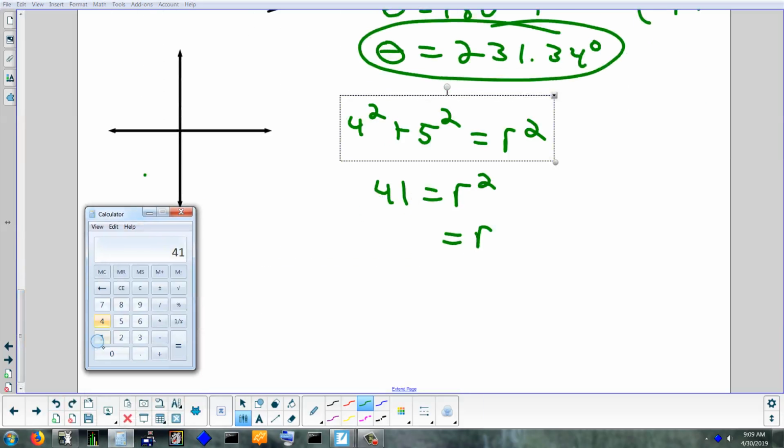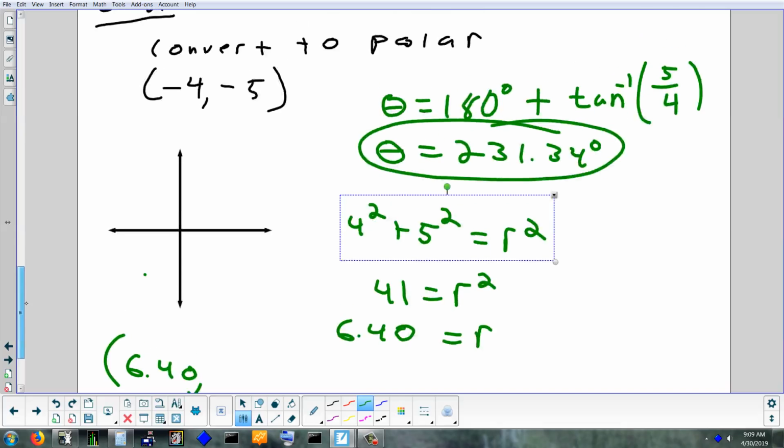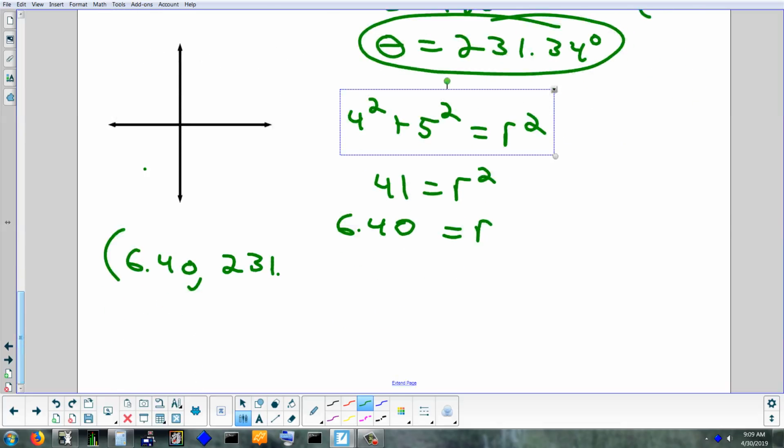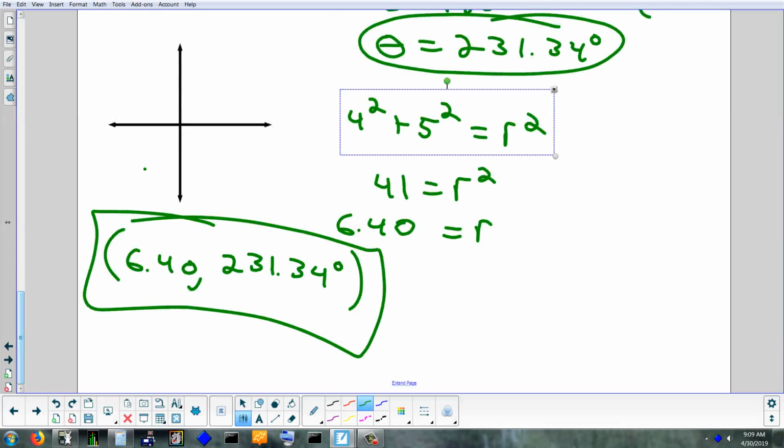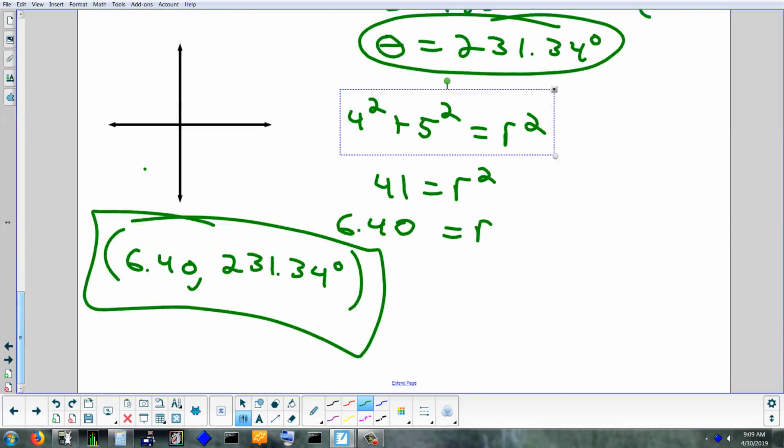Square root of 41 is 6.40. So the answer, r, comma, theta, is 6.40, comma, 231.34. There are three other ways to write that answer, but I usually prefer the positive. Any questions on that one? Okay, that finishes up 5-1. That's all that was left in that one.